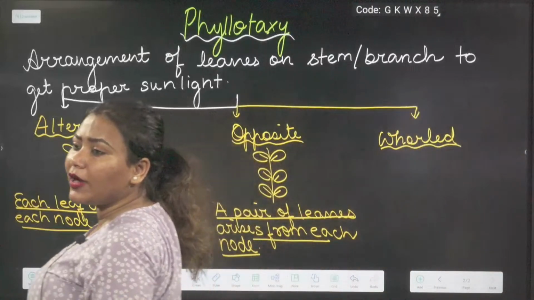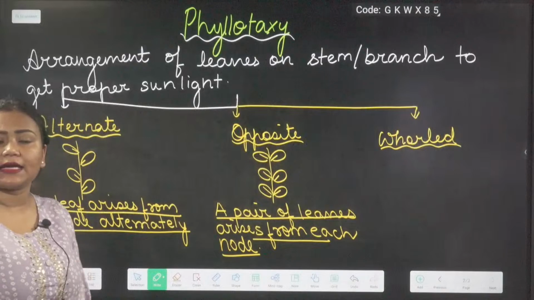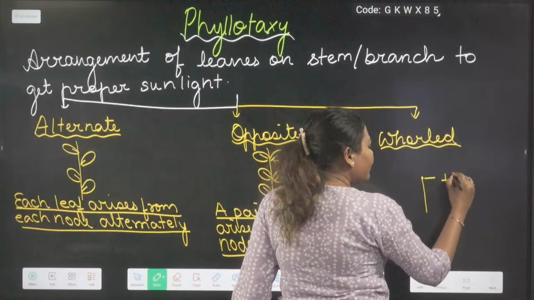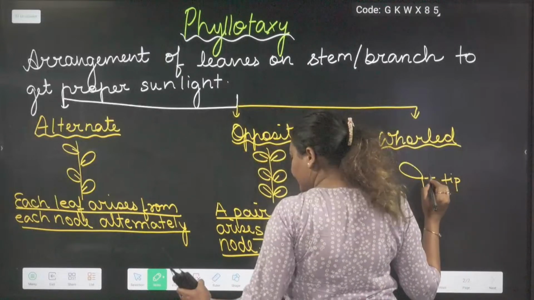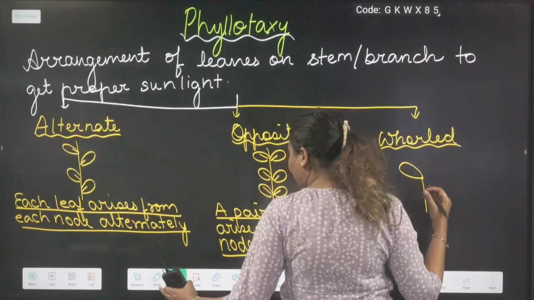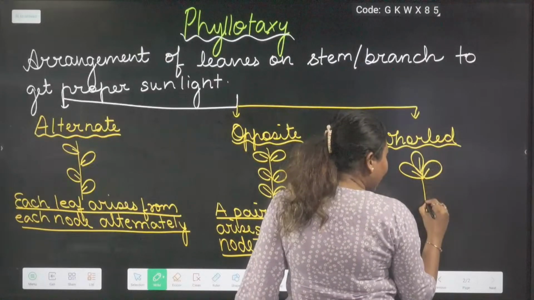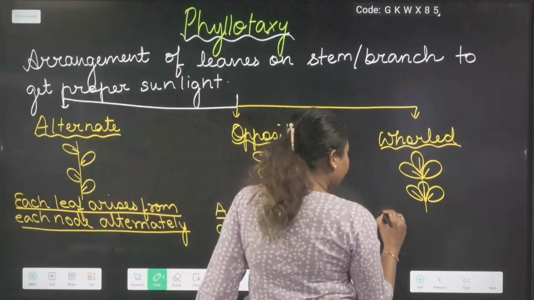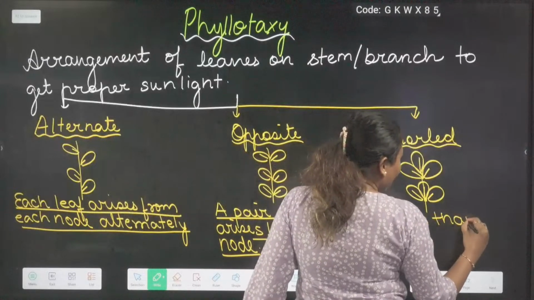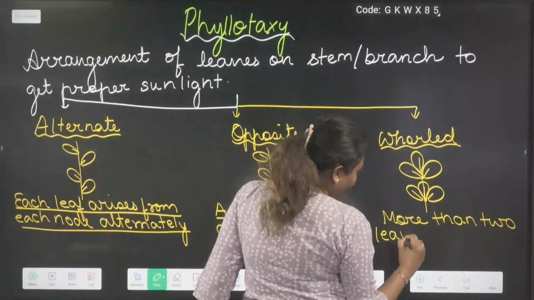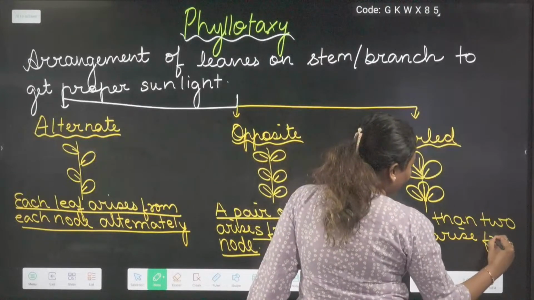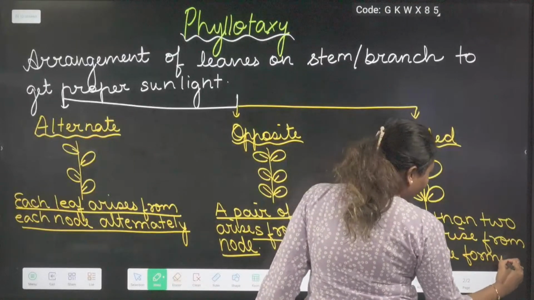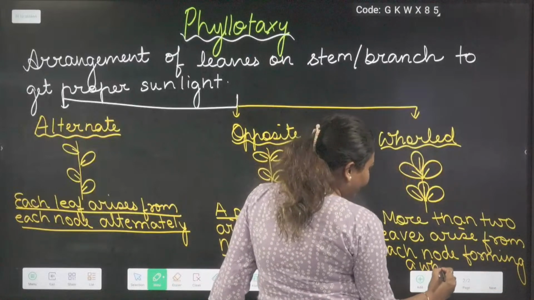Now, what is whorled Phyllotaxy? Whorled Phyllotaxy means this is your petiole, this is the tip of the petiole. Whorled Phyllotaxy will have more than 2 leaves arising from each node, forming a whorl.